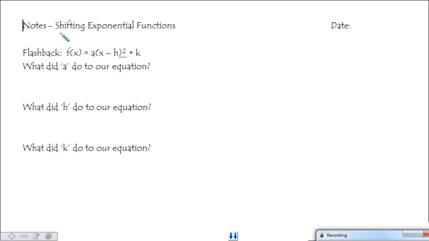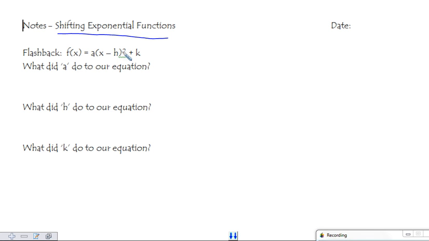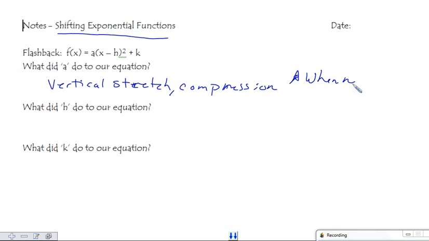Alright, so we are talking about shifting exponential functions. So we have to go back to when we were shifting other functions and think about what these letters mean. A was the one that did a vertical stretch or compression. Okay, it also, when it was negative, reflected over your x-axis.